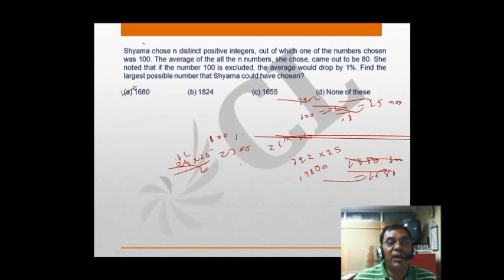Now you can realize that this is a simple case of average. The only thing is that because they are distinct positive integers, if I take the least, the other number can be biggest.